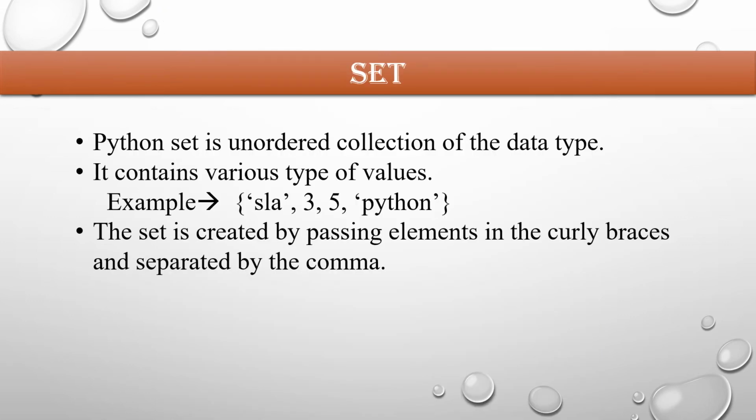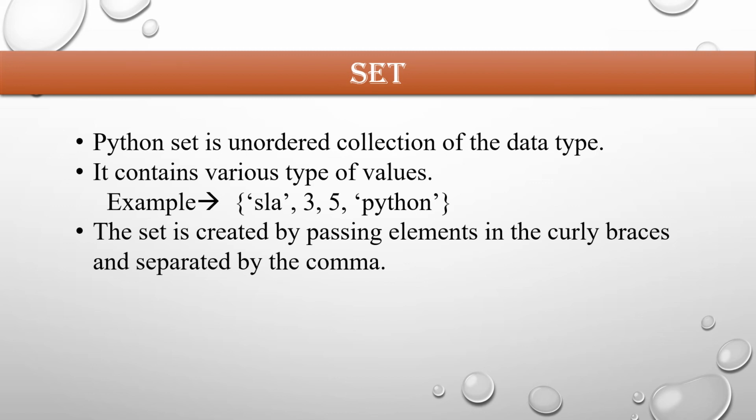Next, set. Python set is an unordered collection of data types. It contains various types of values. The set is created by passing elements in curly braces and separated by commas. We can see in the example. Inside the curly braces, string SLA, comma 3, comma 5, comma string Python is there. This is the example for the set.